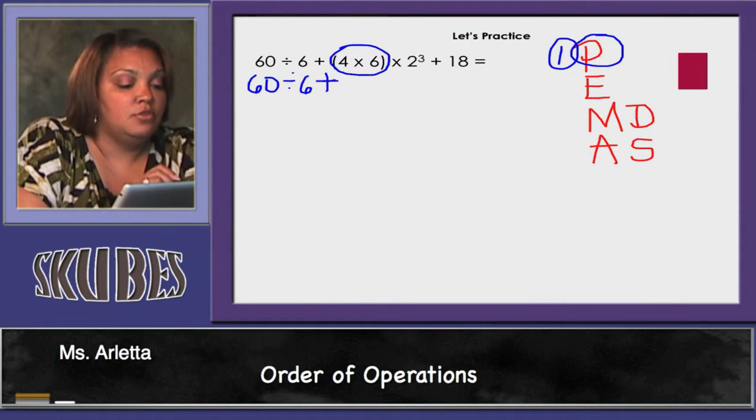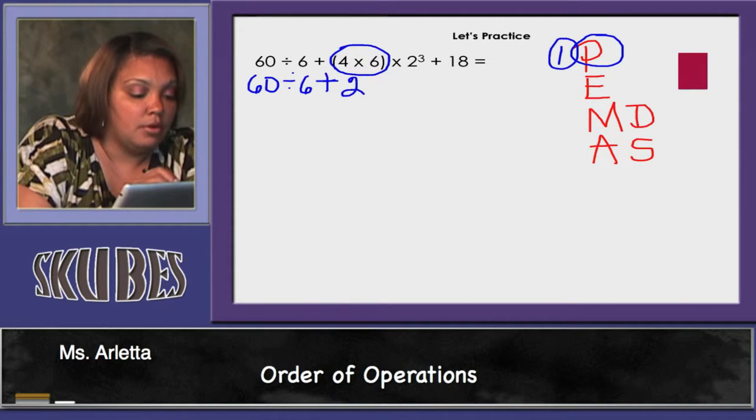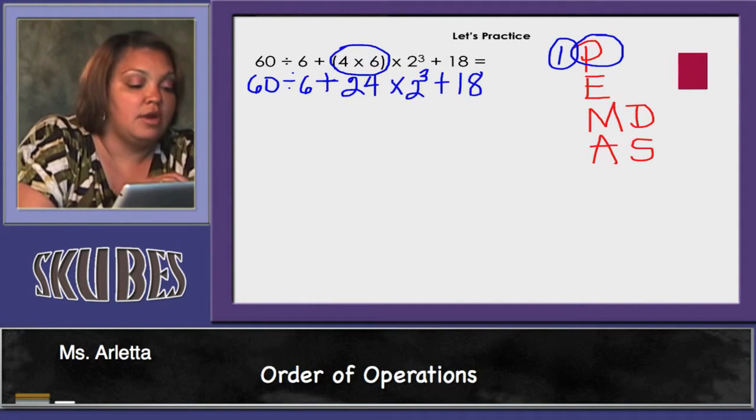Okay, what is in parentheses? 4 times 6, 24. I'm bringing down my multiplication symbol, 2 to the third plus 18. Still got a lot to do.